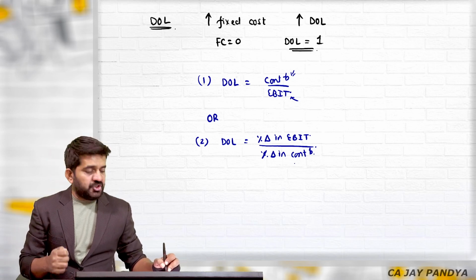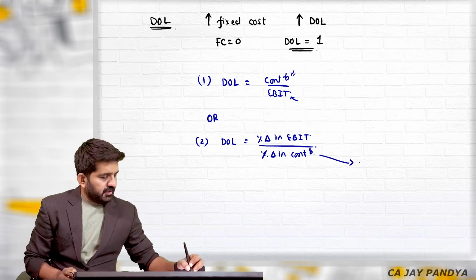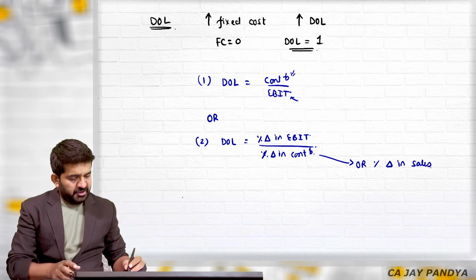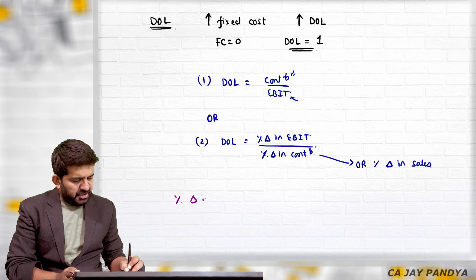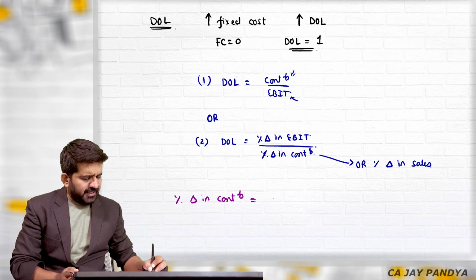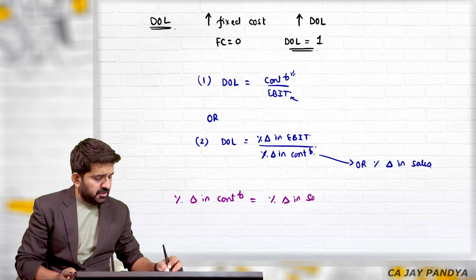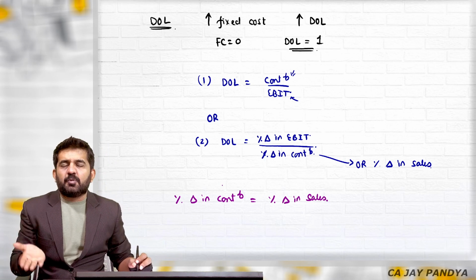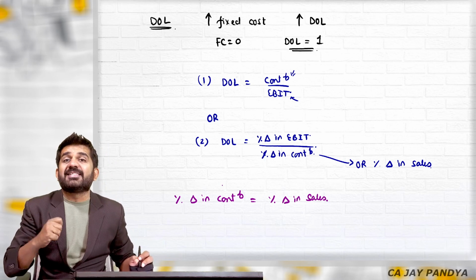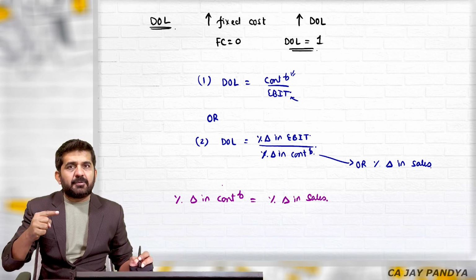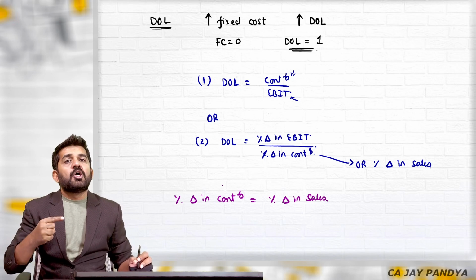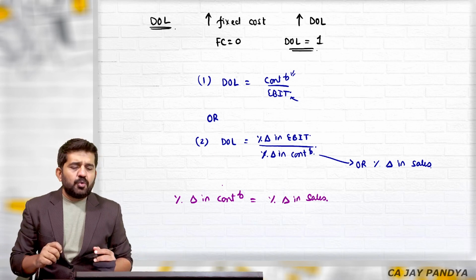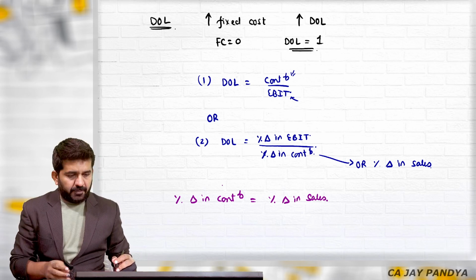Instead of percentage change of contribution, I can also write down percentage change in sales. What is the reason? Percentage change in contribution will be exactly equal to percentage change in sales. Why? Variable cost is dependent upon sales. So sales will increase, variable cost will increase, contribution will increase by same percentage. So if sales is increasing by 10%, your variable cost will increase by 10% and your contribution will increase by 10%. So percentage change in contribution is equal to percentage change in sales. You can use these three formulas for finding out degree of operating leverage.